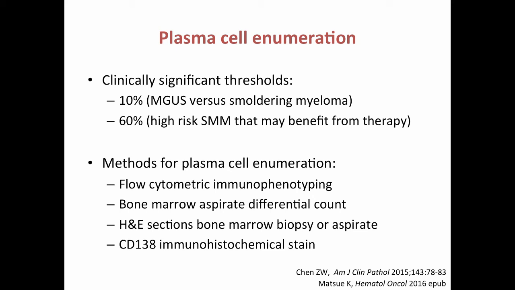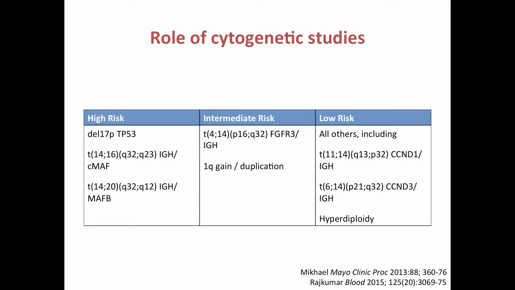Do cytogenetic studies have a role in the evaluation for plasma cell neoplasms? As listed in this table, cytogenetic abnormalities have been used to distinguish low, intermediate, and high-risk myeloma. Similar but slightly different tables have also been described in smoldering myeloma. Therefore, evaluation for these abnormalities is useful at diagnosis and relapse.